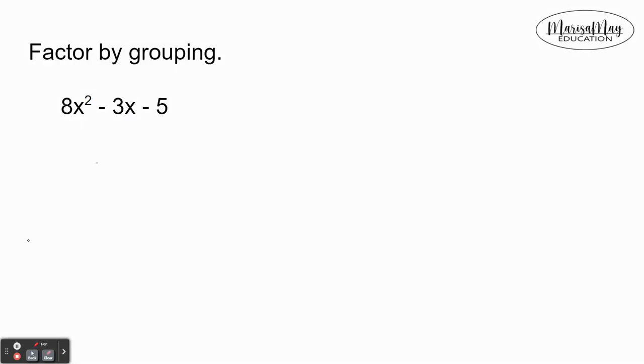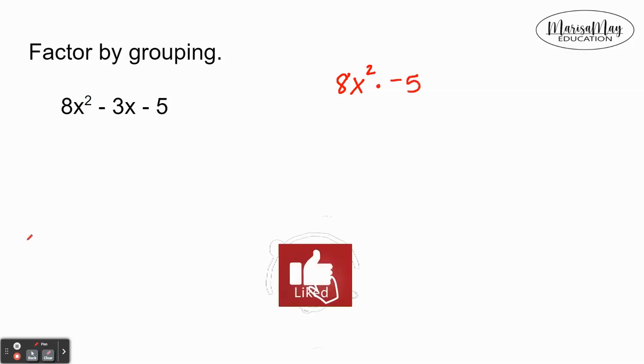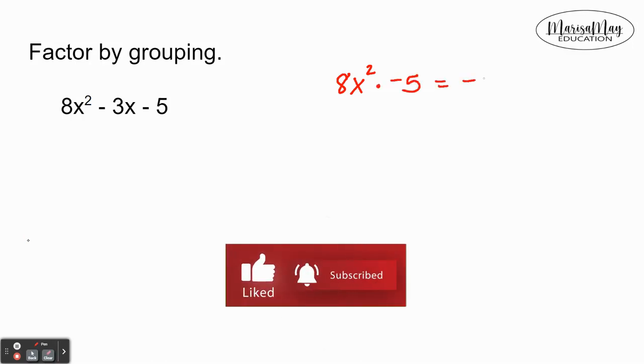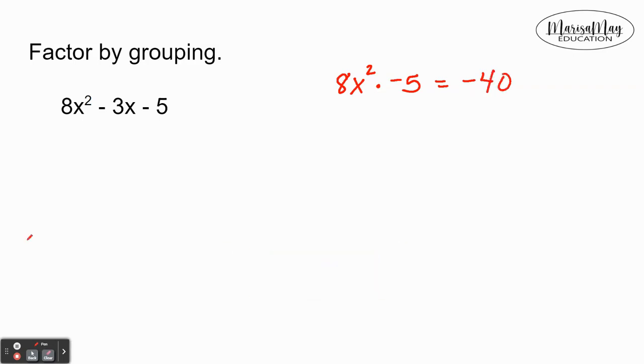In this video, we want to factor by grouping. And what I want to do here is to take a look at how do I do that. So the first thing you want to do is take the first term and multiply by the last term. You'll notice I'm using that last term as -5. So that really gives me negative 40x to the second.